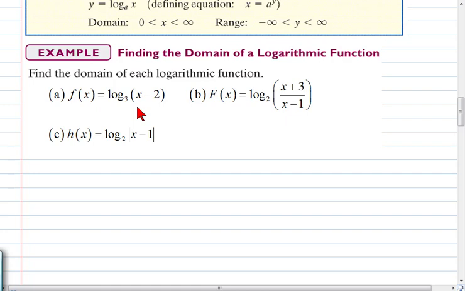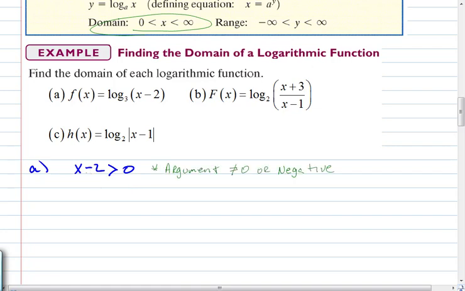What do we know about the domain of a log? The argument has to be positive. So on part A here, to find the domain, all I do is take the argument and set it greater than 0 to find out what x can be. That argument has to be positive. How do I get the x by itself? Add 2 to both sides. What you do to one side, you have to do to the other. No flipping of the inequalities or anything. So that means the domain of this function will go from 2 to infinity. That's the domain for part A. X has to be greater than 2.